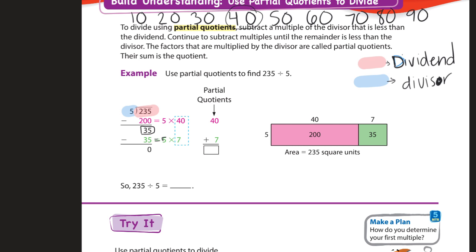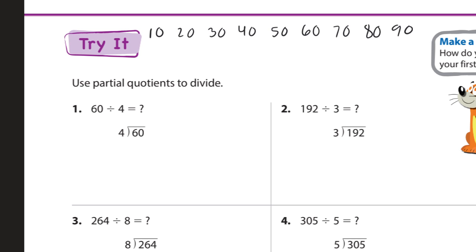So now I ask myself, 5 times what number gives me 35? And I definitely know that fast fact, which is 7. 5 times 7 is 35. These two numbers you see here are your partial quotients. They're part of your answer. So we need to combine those two parts to get our full quotient, or our full answer, which is 47. That's how we approach all of our questions.